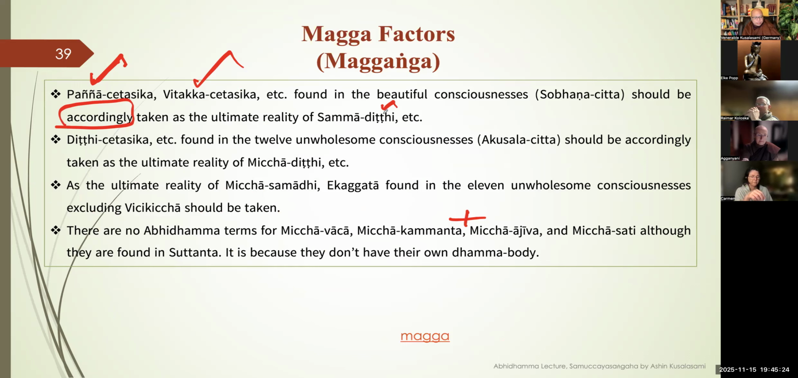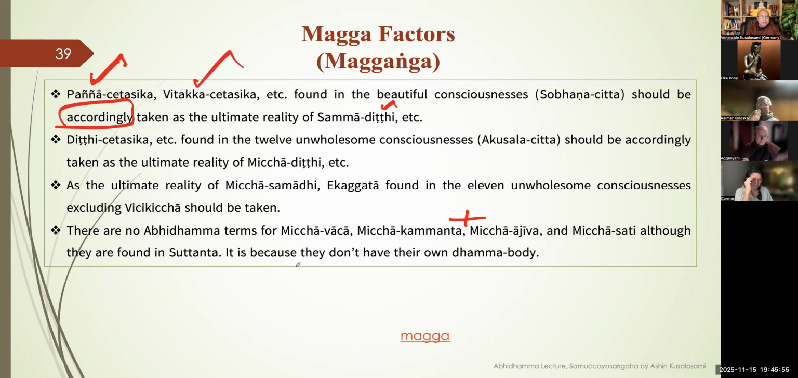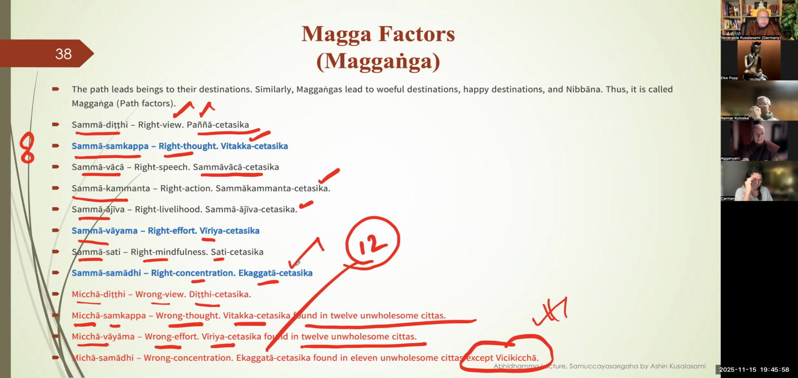So Sama Vayama, here, is the Viriya Chitasika. Viriya Chitasika, we don't need to say anything, there is nothing to exclude. But for Sama Samadhi, here you need to exclude. So Ikagada Chitasika is not written here. I think I should write it.